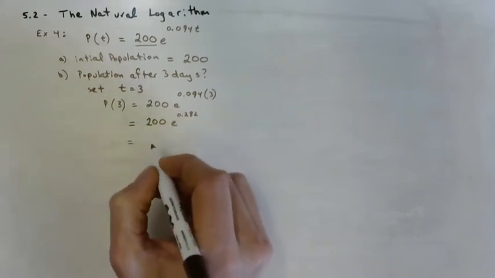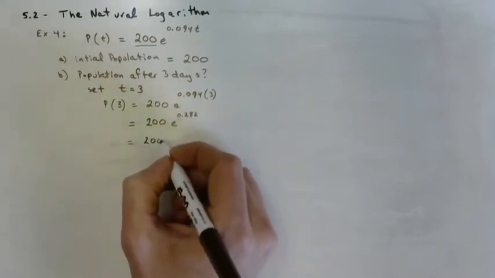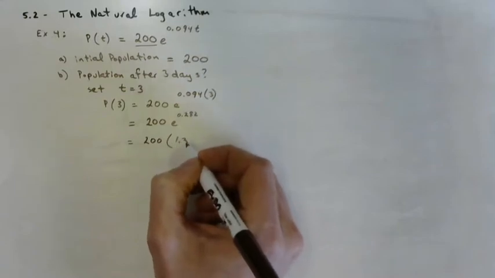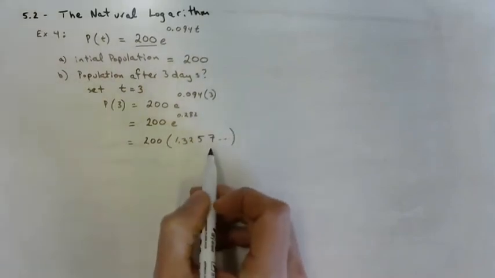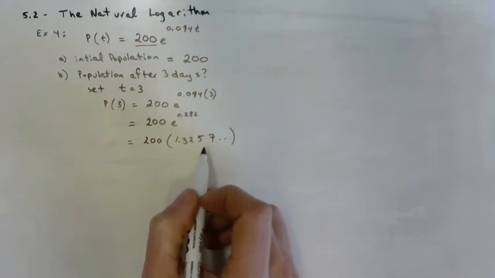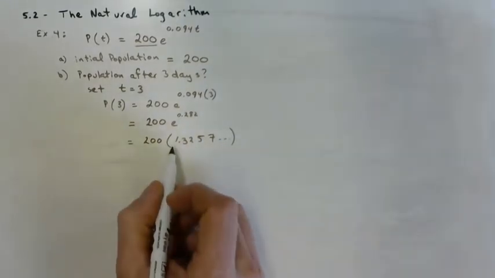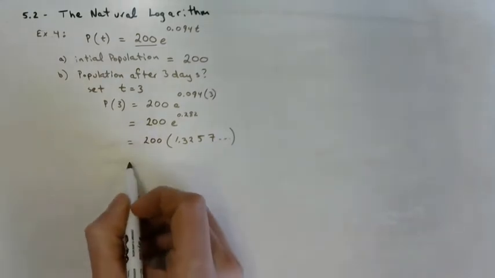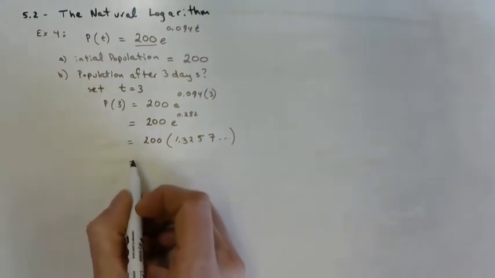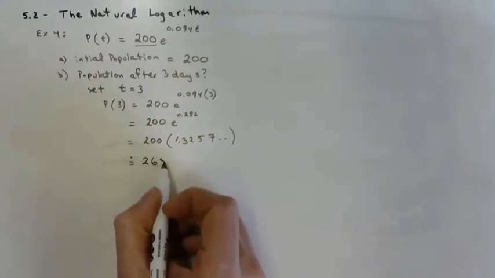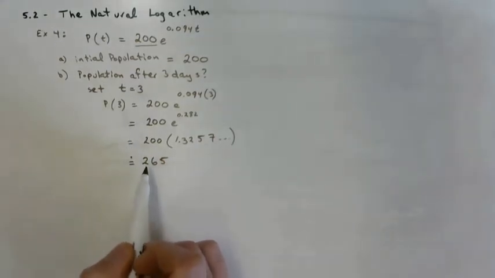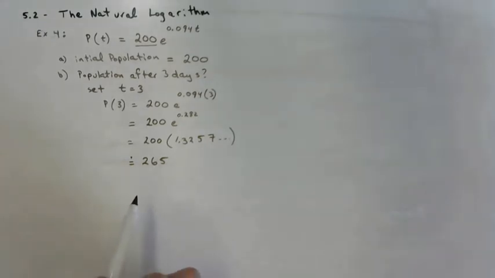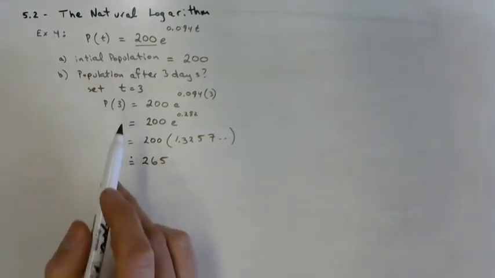E to the power of 0.282 is 1.3257, etc. You can just save that in your calculator and then hit times 200, and we will get approximately 265. So the number of bacteria after 3 days is approximately 265. The bacteria culture will have a population of approximately 265 after 3 days.